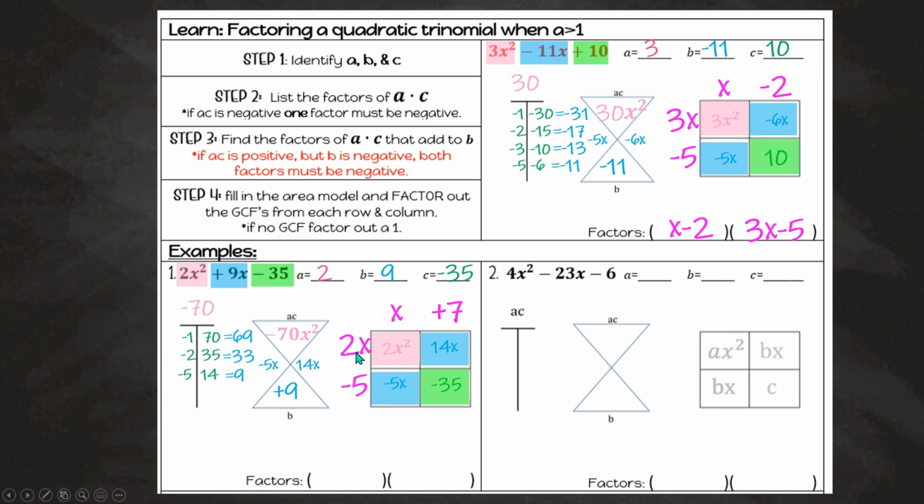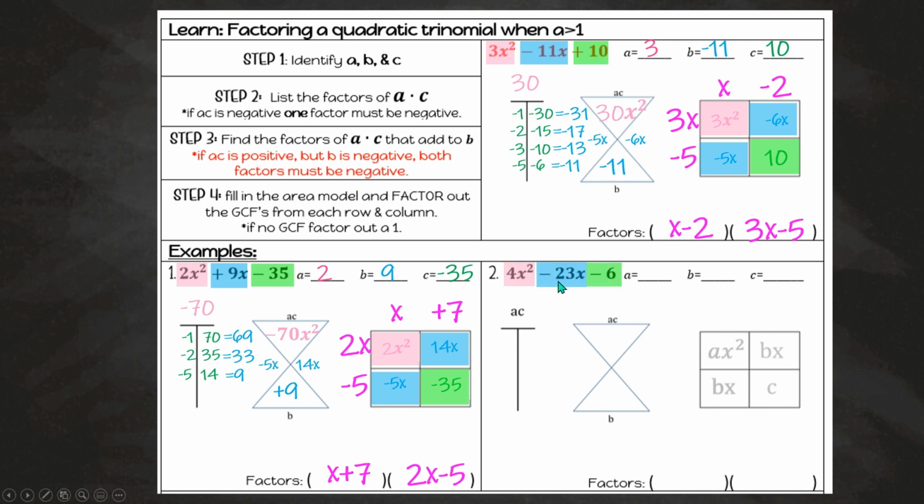I can always double check my work because does 2x times x give me 2x squared? Yes. Does 2x times 7 give me 14x? Yes. Negative 5 times x gives me negative 5x, and negative 5 times 7 gives me negative 35. So I end up with x plus 7 and 2x minus 5.